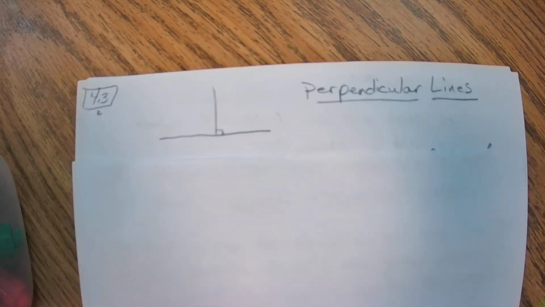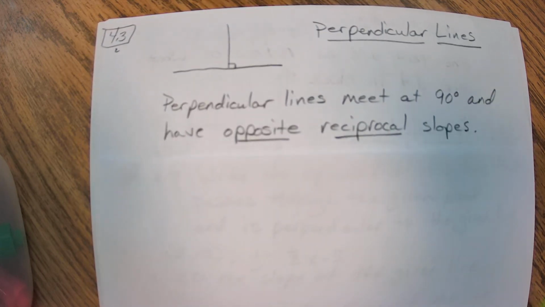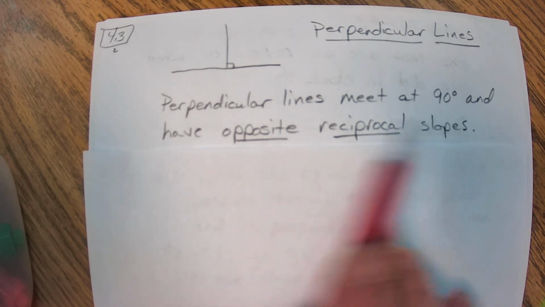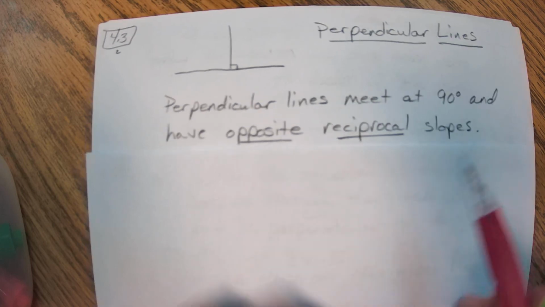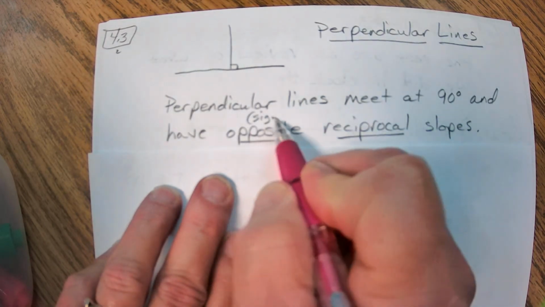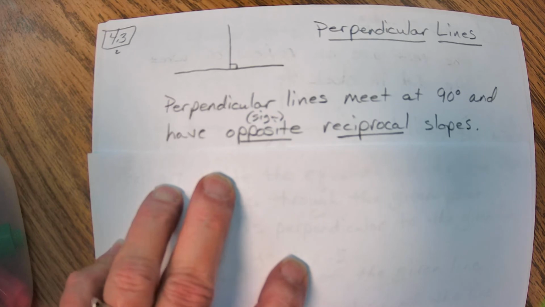All right, so the next type of lines that we're going to talk about are perpendicular lines. And we know that perpendicular lines meet at 90 degrees, and they have opposite reciprocal slopes. Remember, opposite is talking about the sign. So the opposite of -3 is +3. The opposite of 10 is -10.